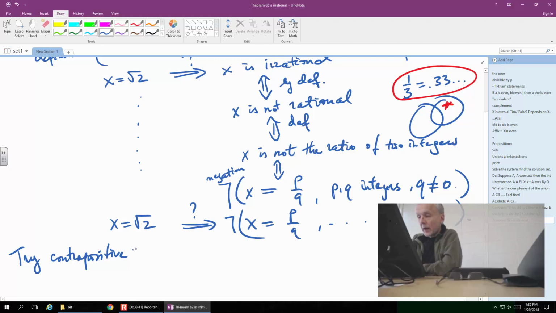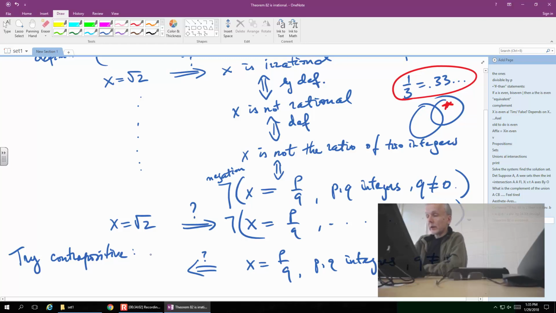Contrapositive means that, remember, I reverse the arrow. Well, I still put a question mark here. And then I negate the two statements, so that gallows symbol goes away. I still have p over q, p and q integers, q not equal to 0. And then what I'm concluding is that x is not equal to the square root of 2. That's the negation, right?